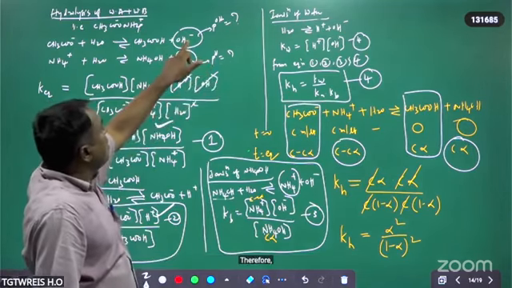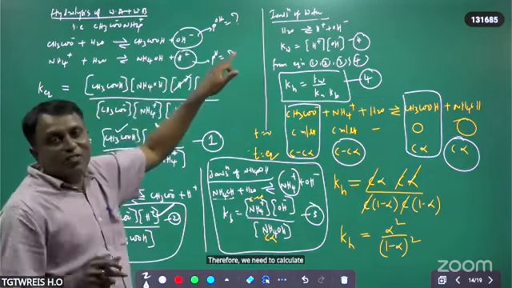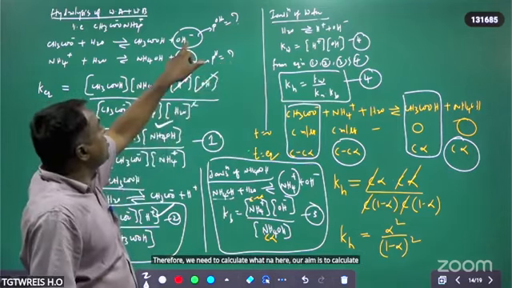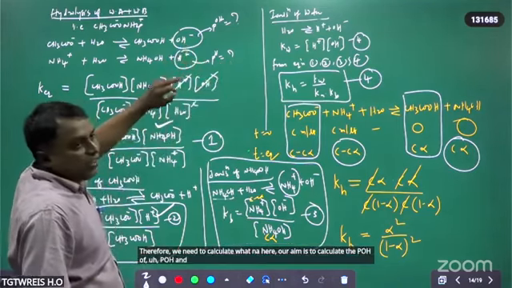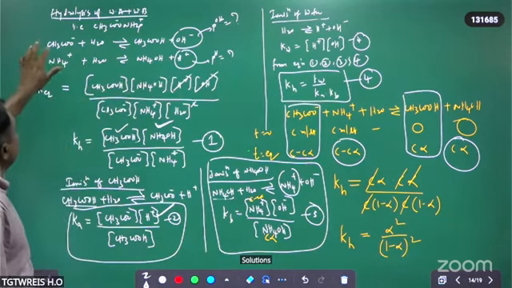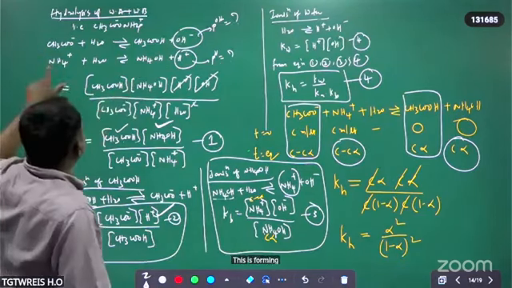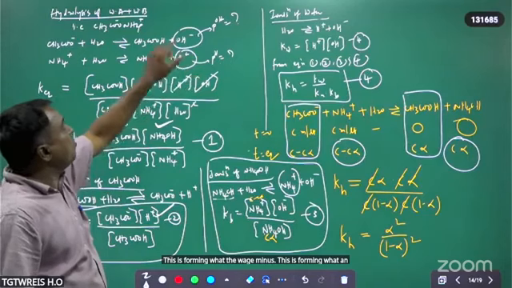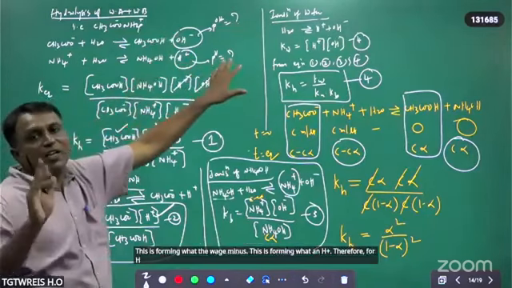Therefore, we need to calculate what now here. Our aim is to calculate the pOH and pH of these solutions. This is forming OH minus. This is forming H plus. Therefore, for H plus, we need to calculate the pH.